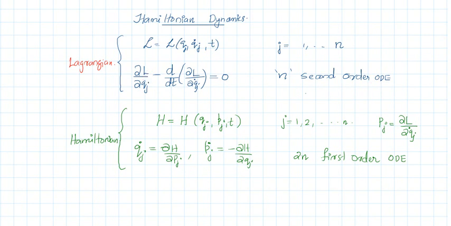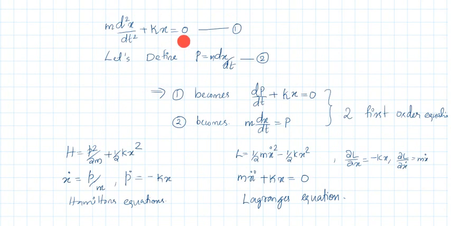Now I will explain with one example. Consider the harmonic oscillator equation m d²x/dt² plus kx equal to 0. This is a second order ordinary differential equation. Now the procedure is, let's define some variable p equal to m dx/dt.